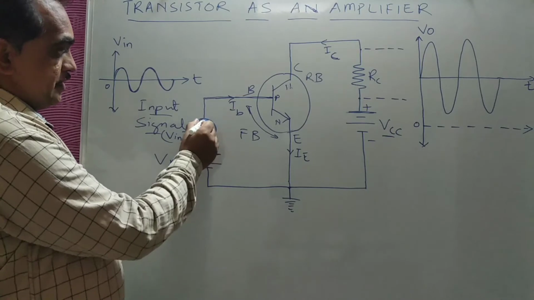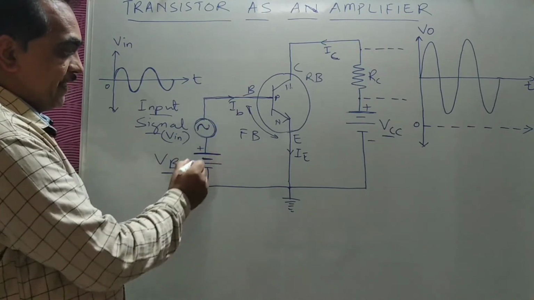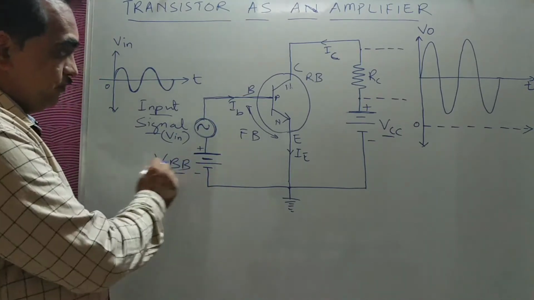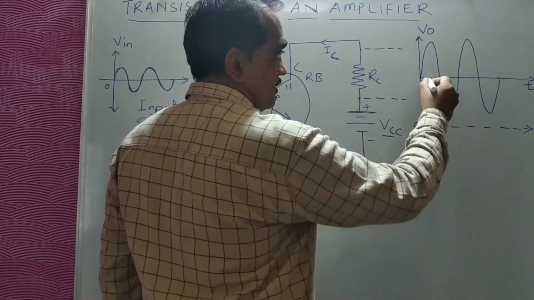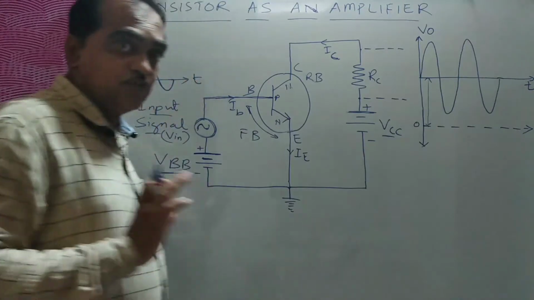Now this voltage and this voltage are in series. So the DC voltage is in series with the signal. This is the series voltage that you can see here.